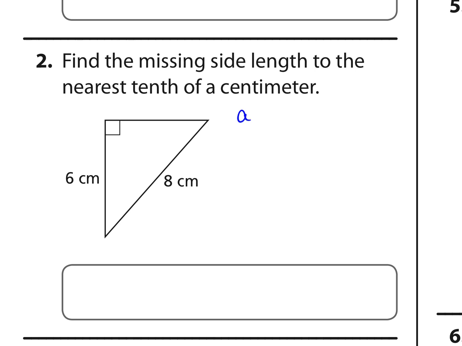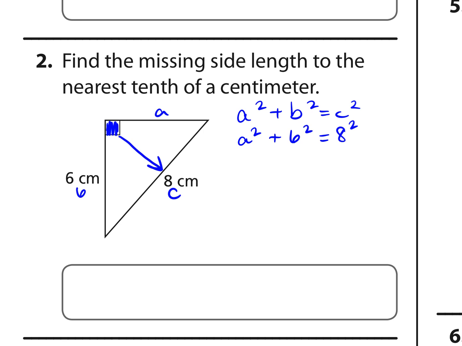So I'm going to start with Pythagorean theorem, a squared plus b squared equals c squared. And if there's any doubt about which side is C, take your right angle, find the side across from it, that has to be C. So that means 8 has to be C, 6 could be A or B. I'm going to call it B. We'll call that the missing side A. And so I'm going to solve this. We're going to start by simplifying. We get a squared plus 36 equals 64.